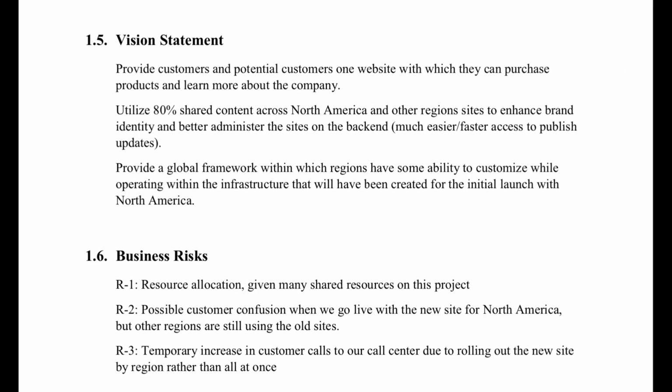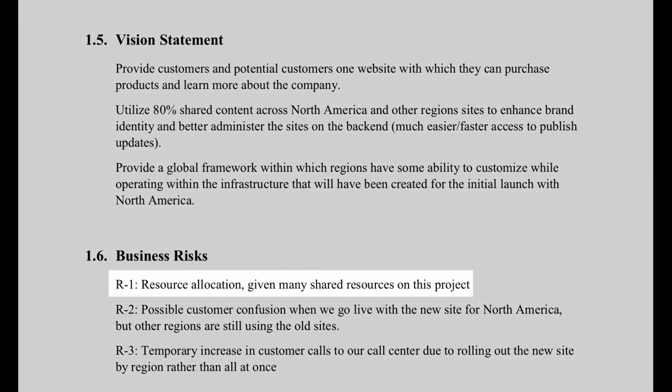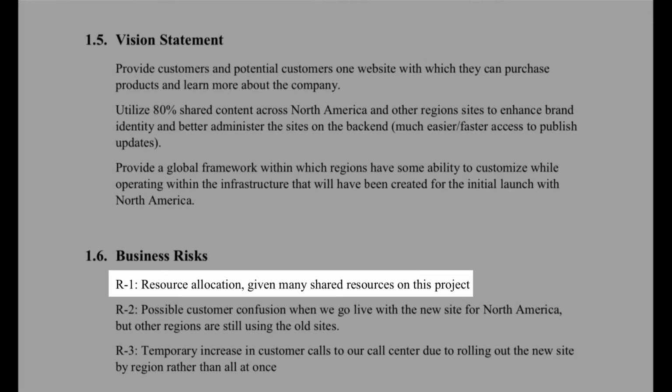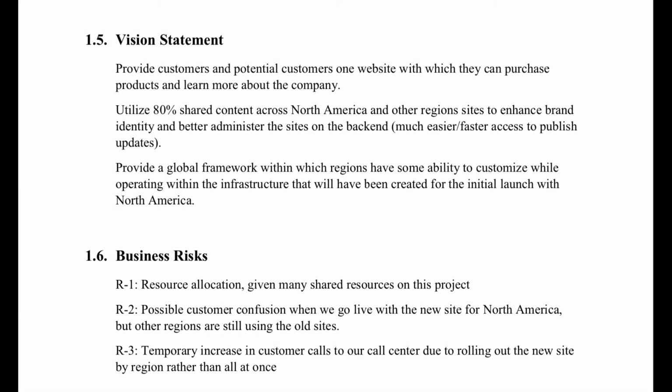So we have 3 business risks here. Risk 1 is resource allocation, given many shared resources on this project. So what we're talking about here with this risk is one that probably applies to a lot of projects and a lot of different organizations. And that is that everybody's really busy. Nobody these days is usually assigned to just one project. You have the technical team, the testing team, the BAs, the project manager, all of the developers, everybody that's working on the project isn't just working on this project, most likely. They have multiple other things that they're working on, and their time is going to be split between those things.